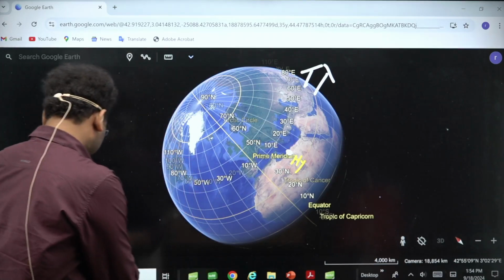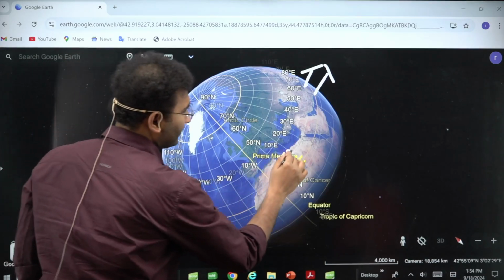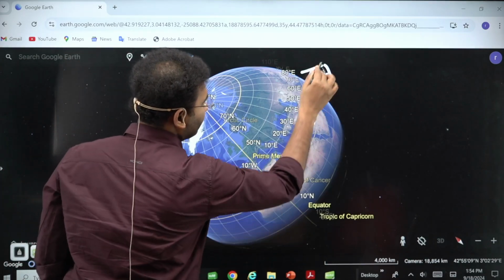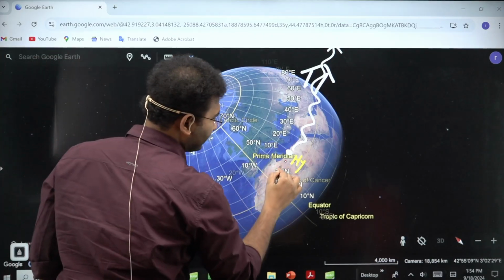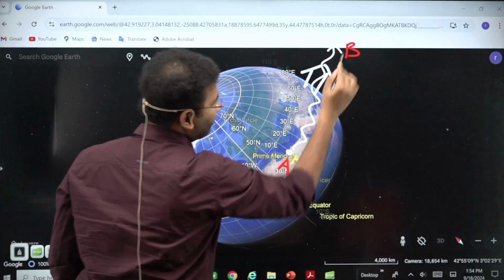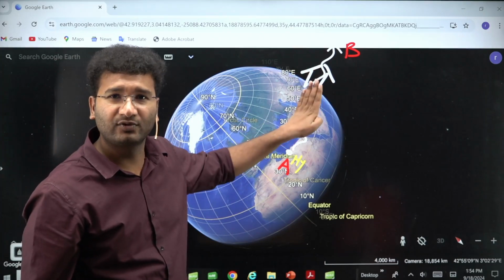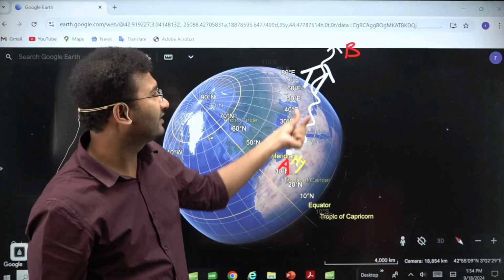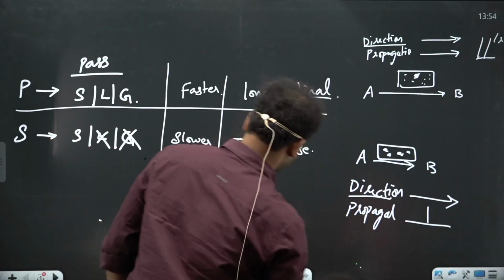So first let's understand that this is a P wave, right? The P wave comes and passes like this. What is the direction? The direction is from A to B. Imagine this is your house. How do the particles move in the house? The particles in the house will move north and south. It is like this. Just a minute.